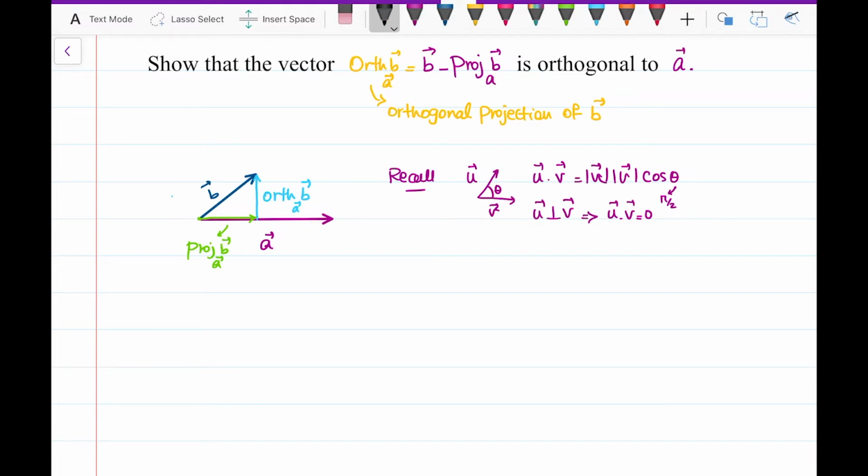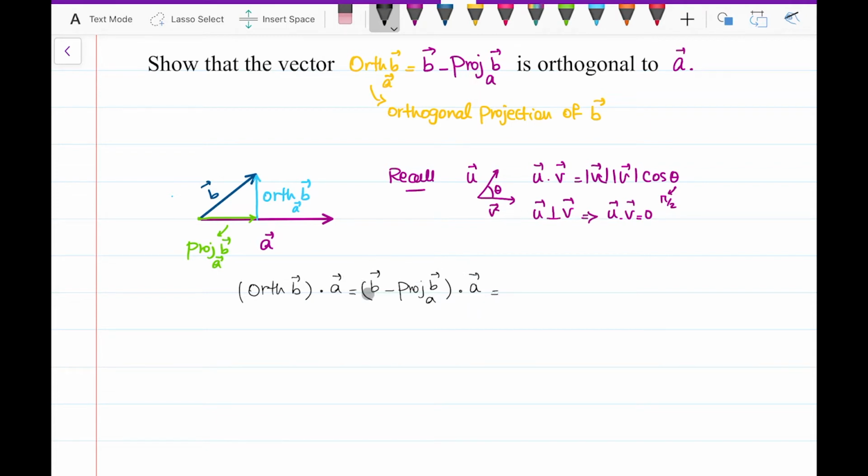So let me write this. I'm gonna have the orthogonal projection of B dot A, and I need to show that this is 0. So it would be B. I'm gonna replace the definition of orthogonal projection of B over A and the dot product with A.